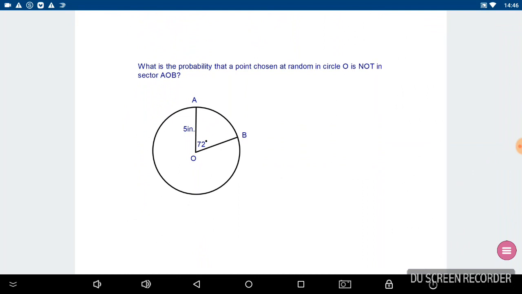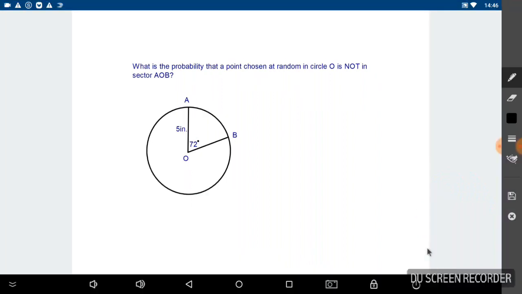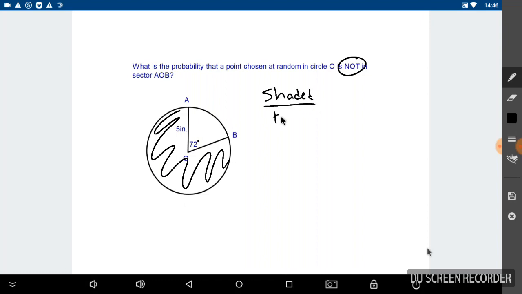All right, final problem from our notes. We've got, what's the probability that a point chosen at random in circle O is not in sector AOB. So now we want it to be in all this other stuff. All right. So a couple ways you can attack it. To find the area of this shaded region, because again, your game plan is shaded over total. So that's the probability. The total is easy. It's just the big circle, pi 5 squared.